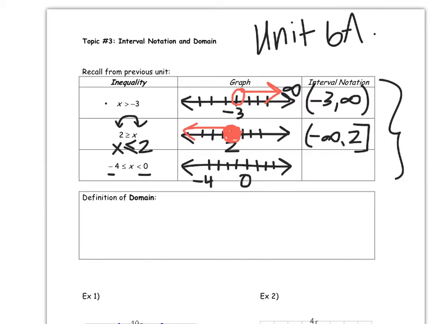So I know that at -4, I need a closed circle. At 0, I need an open circle. And x is in between those 2 values, which means I just shade right in the middle of those 2. So the domain for this, from left to right, is -4 to 0.